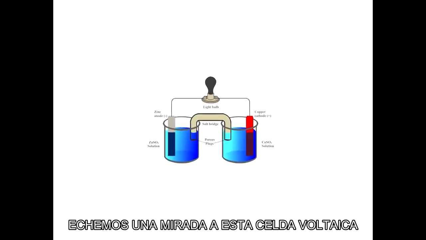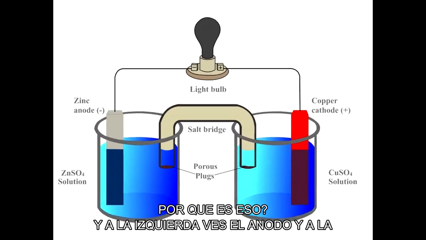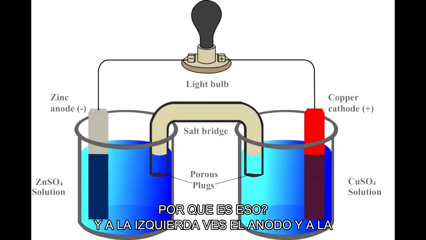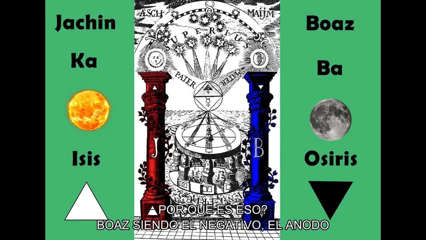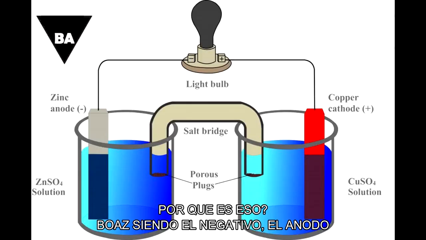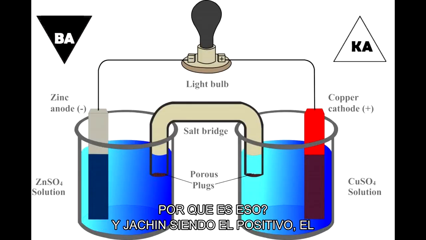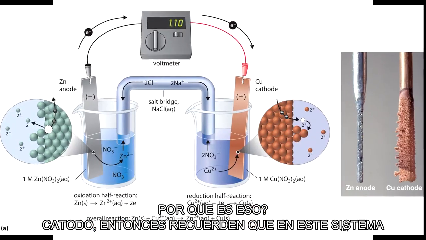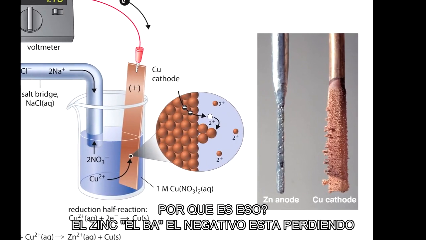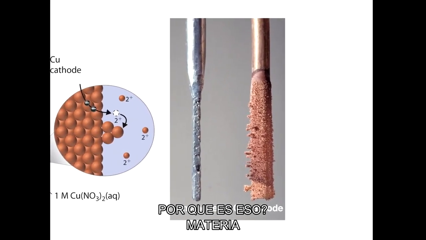Let's take a look at this voltaic cell. On the left you see the anode and on the right you see the cathode. These of course are the twin pillars, Boaz being the negative, the anode, and Joachim being the positive, the cathode. So remember, in this system the zinc, the Ba, the negative, is losing matter. The positive, the Ka, the copper, is attracting matter.